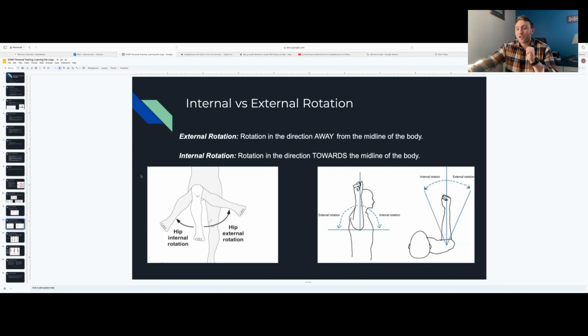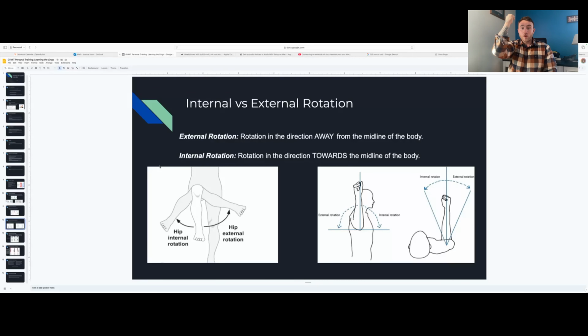As we look at internal and external rotation, people tend to get confused with this one. We'll start with external rotation. External rotation is rotation in the direction away from the midline of the body. So if I were to hold my arm up here at 90 degrees, we're going to go through external rotation and internal rotation. That's still the same here. It's just internal rotation, external rotation this way now.